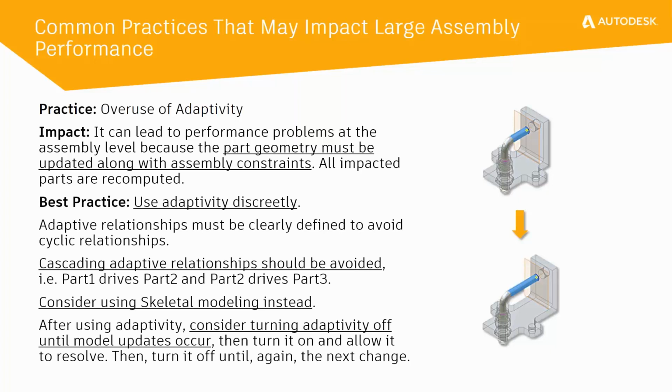So a best practice for this is to use adaptivity discretely. If you need to use it, avoid using cascading adaptive relationships where you've got, say, part 1 which is being derived from part 2 and then part 2 is being derived from part 3. Also consider using skeletal modeling in place of this, and we'll talk a little bit about skeletal modeling later on. But also consider turning off adaptivity until the model updates occur. So if you do actually need to use it, then turn it off when you don't actually need to use it.